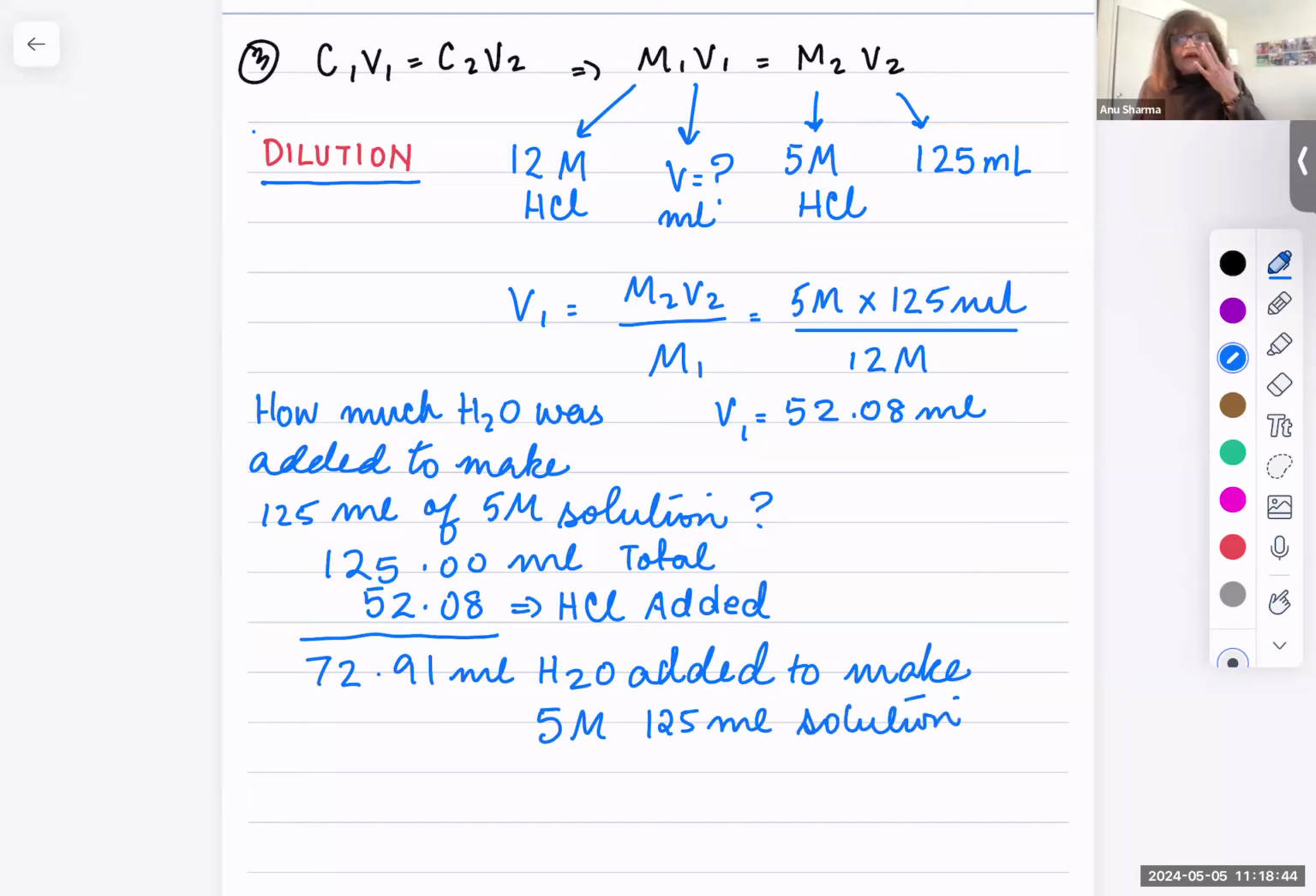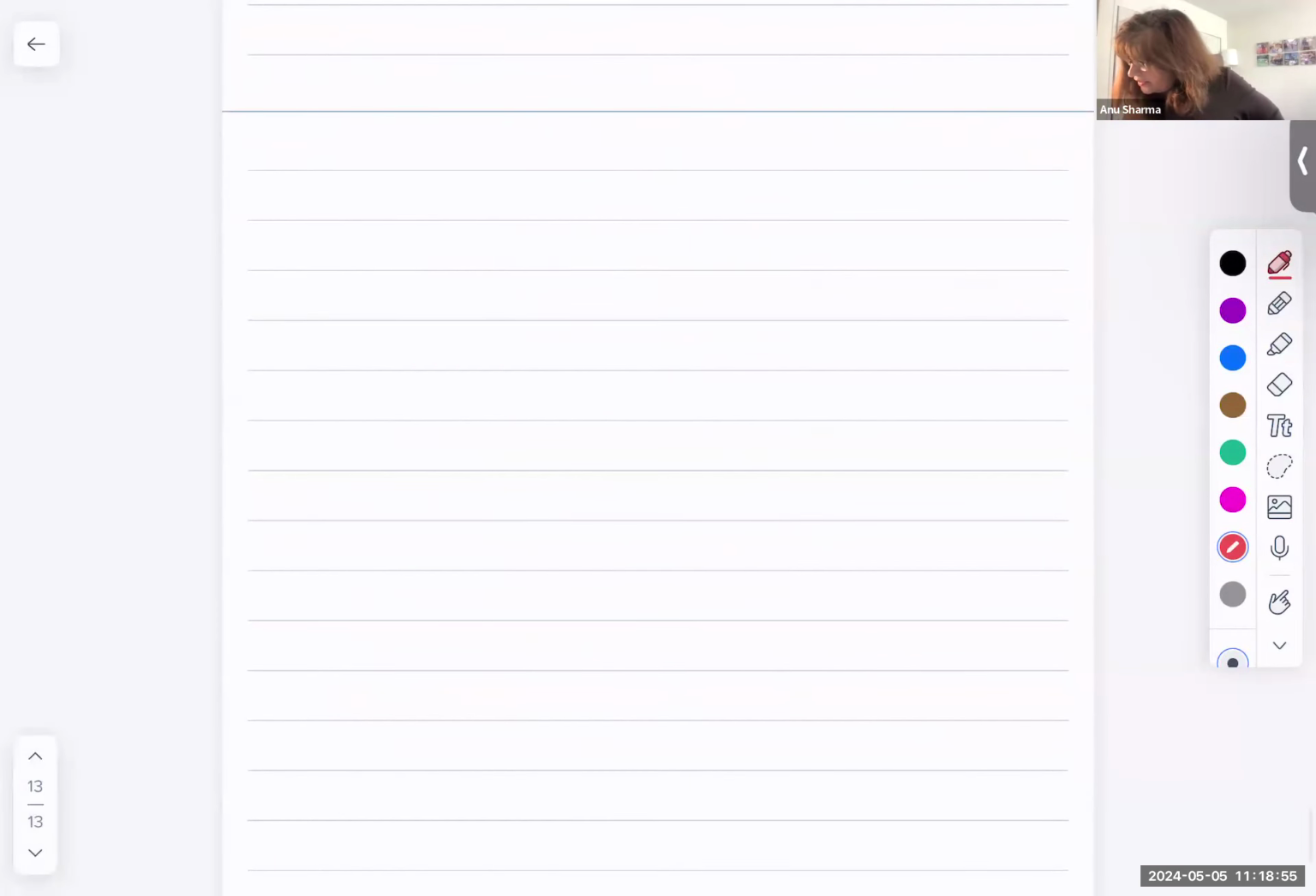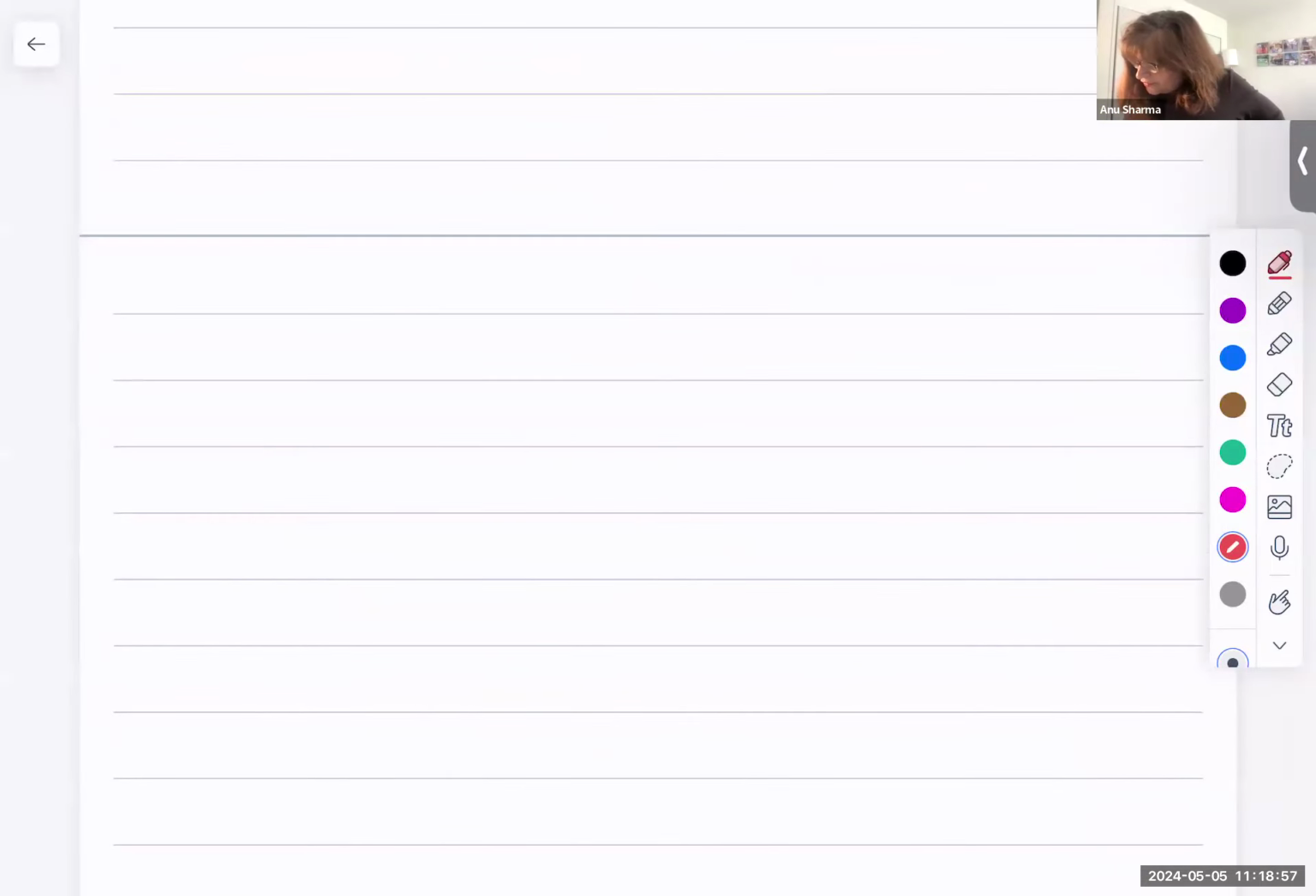Okay, so this is all the main things about the solutions. Now let's do the gases. Okay, let's do the whole thing, review on gases. Okay, now, let's see this.